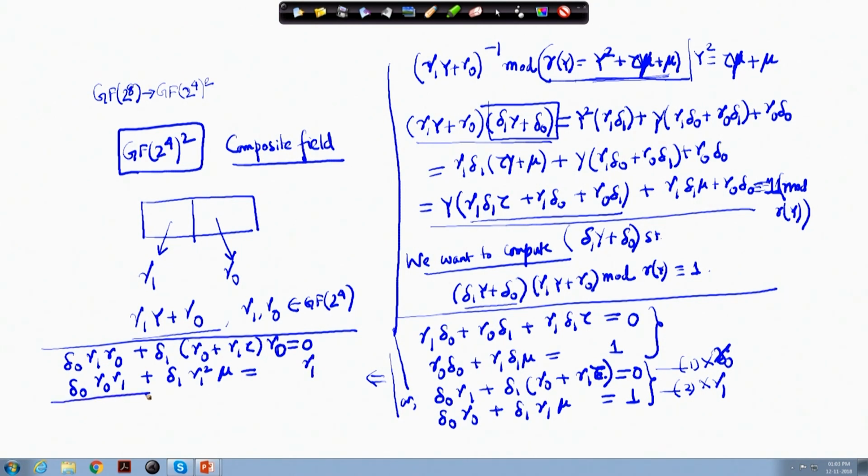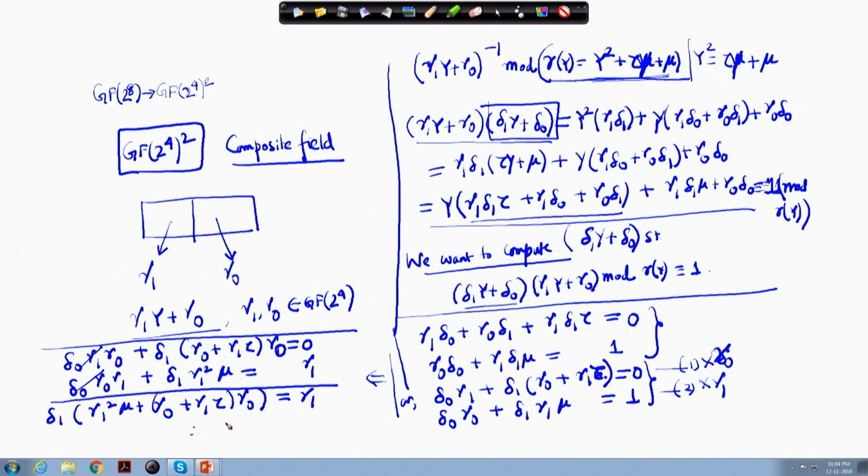Now if I add up these terms, remember it is in GF 2 to the power of 8, so these two terms get cancelled. I have gamma 1 square mu plus gamma 0 plus gamma 1 tau, with delta 1 taken common, multiplied with gamma 0, and finally I get gamma 1 on the right side.